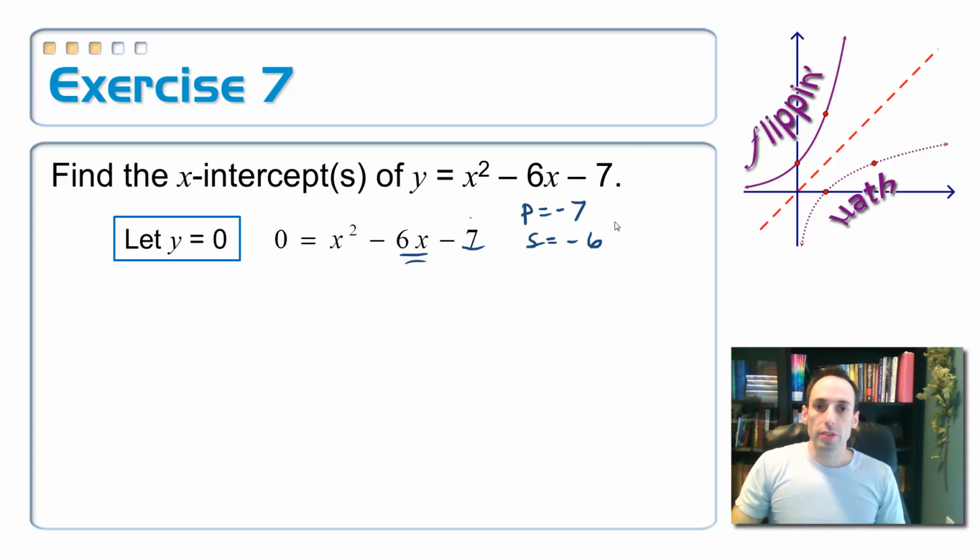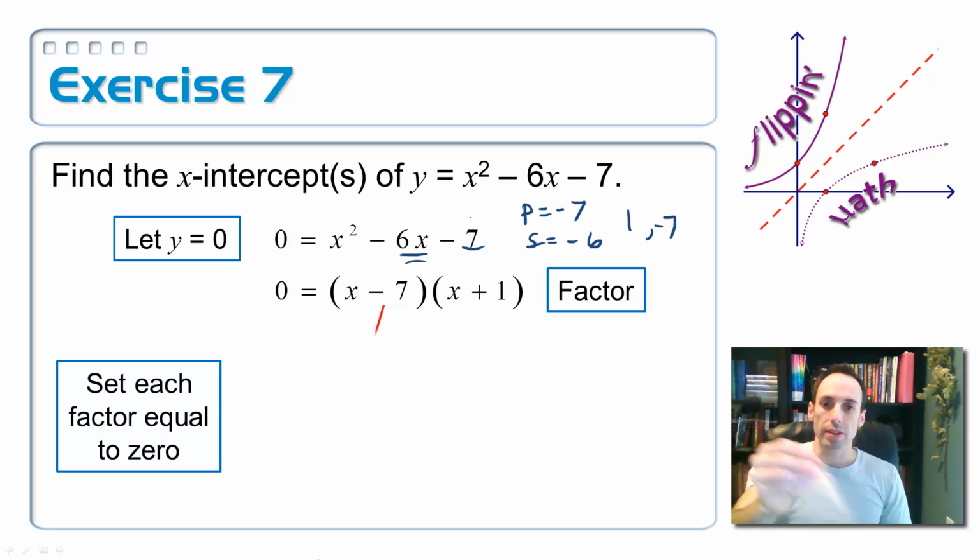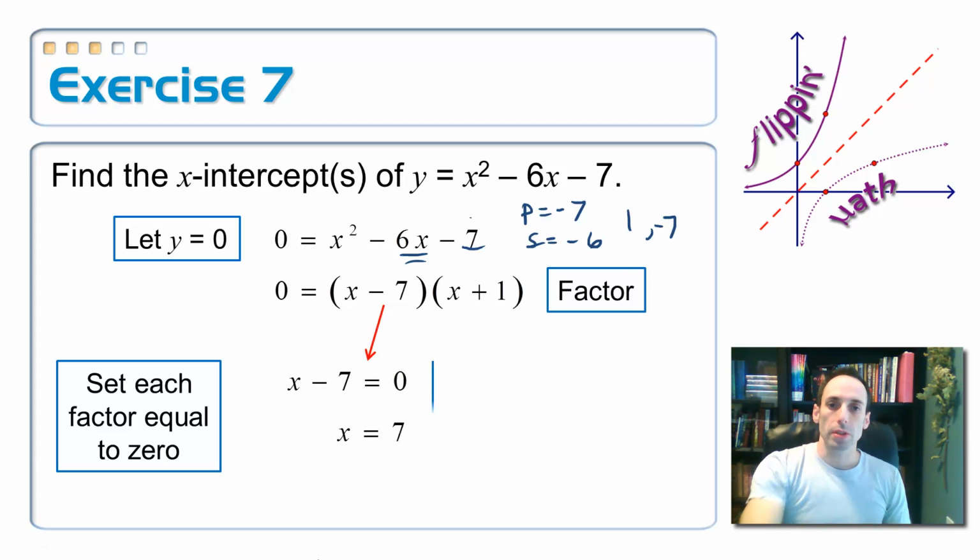So what do the two factors have to be? Well, since 7 is prime, it can only be 1 and 7. That's it. Since we have to add up to negative 6, 7 has to be negative and 1 has to be positive. So we're just going to put those straight into the parentheses because this has a leading coefficient of 1. So this is how we factor it: x minus 7 times x plus 1.